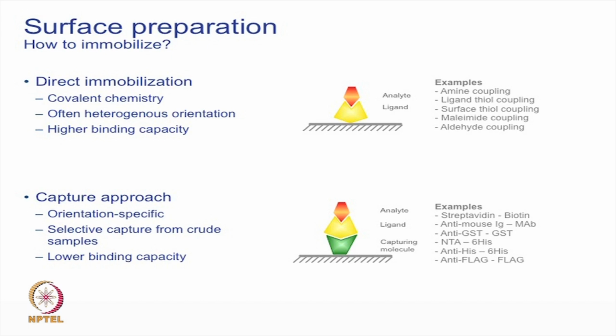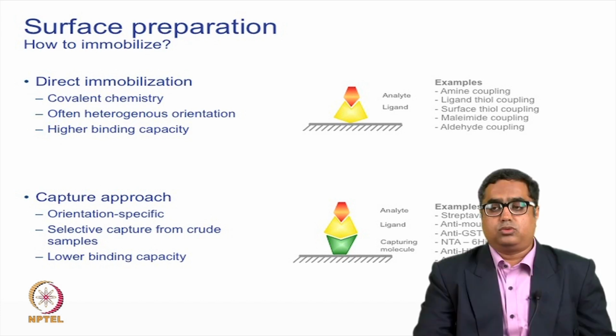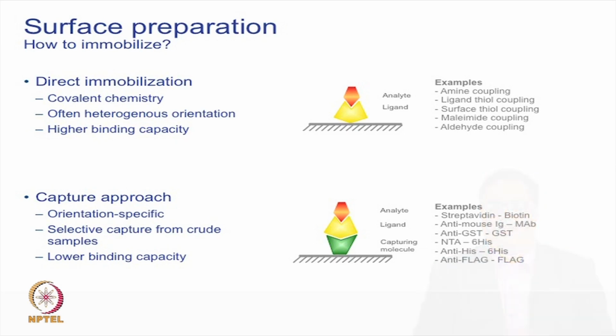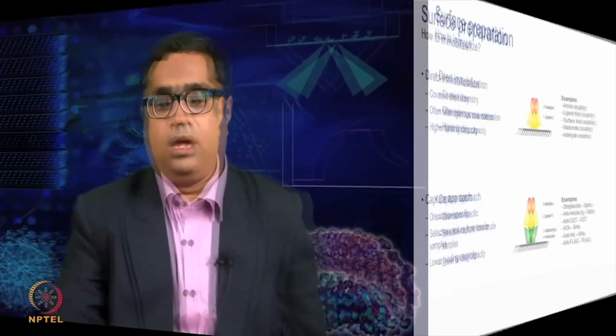Most of the time, anti-mouse and anti-human capture kits are also available, and these kits will help to capture mouse and human antigens or antibodies, and then we will understand the interaction with an antigen. Also we have the anti-His antibodies which will be able to bind to His-tagged proteins, or an NTA chip which will capture histidine-tagged molecules, and FLAG-tagged molecules are also captured by an anti-FLAG antibody, and in a similar way.